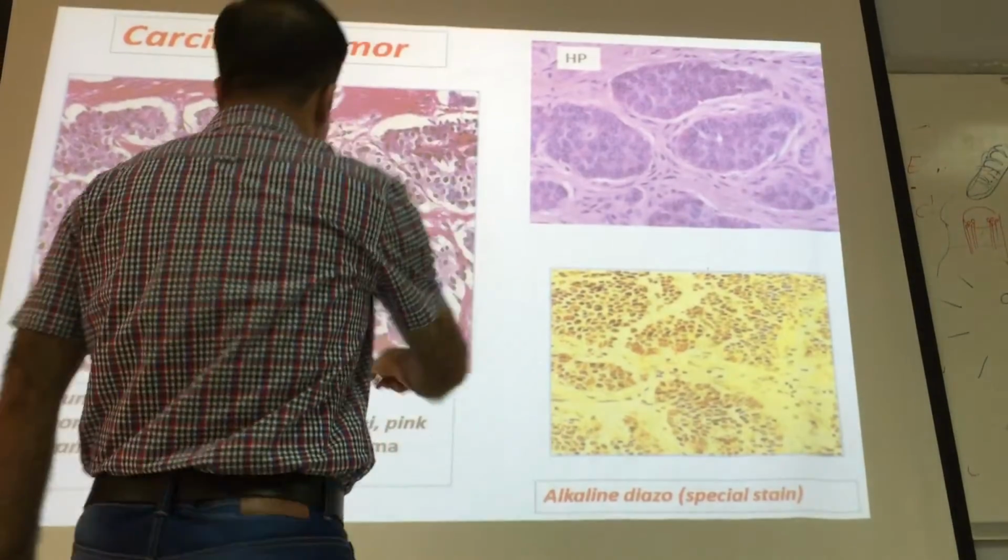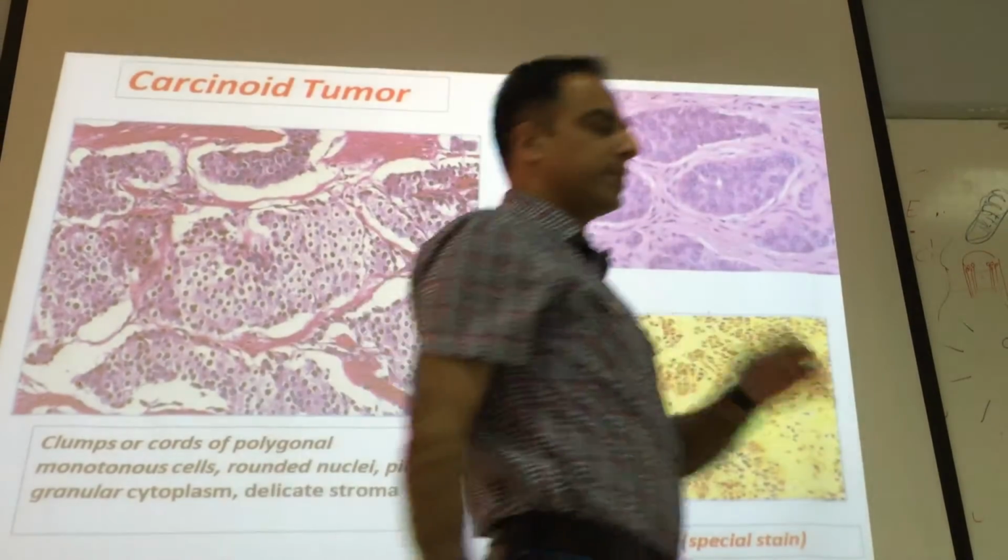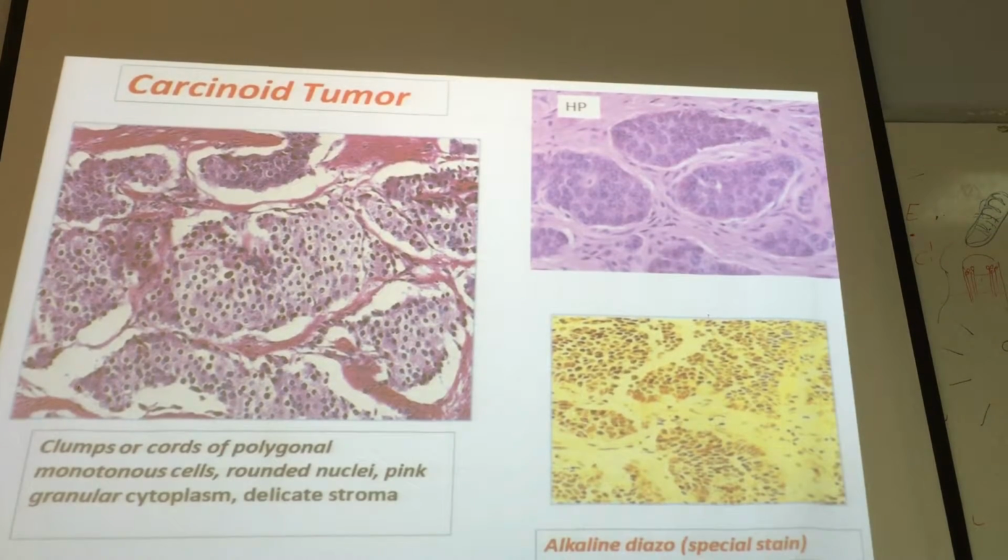And that delicate stroma. This is the stroma. It will contain the fibrous tissue and the blood vessels. It is the stroma separating the tumor cells.